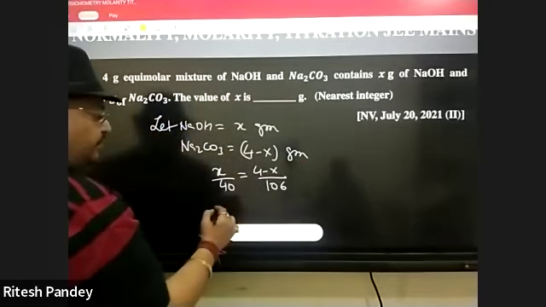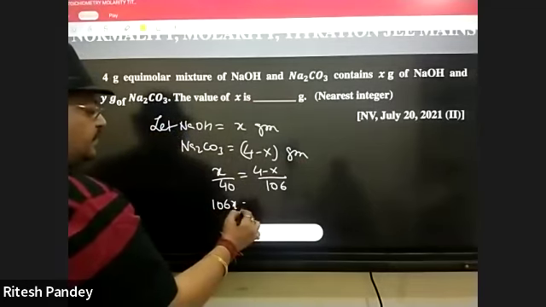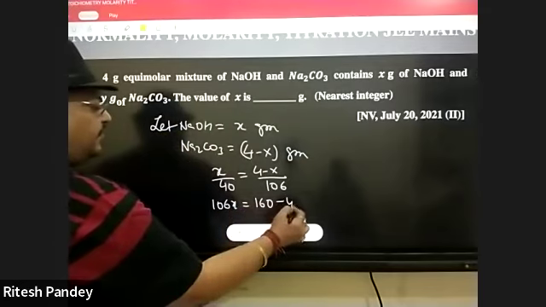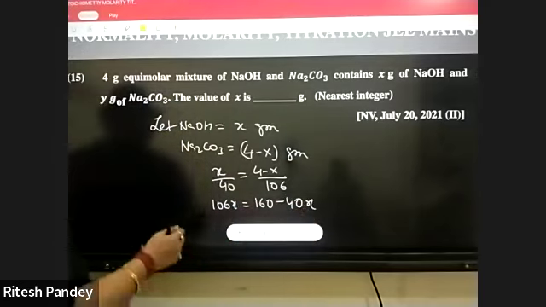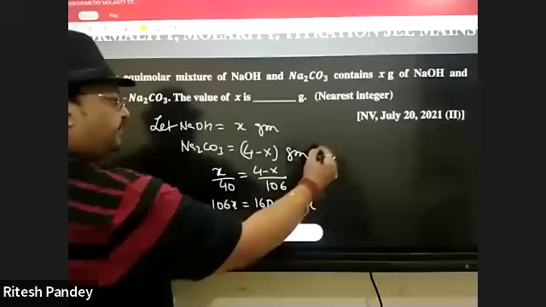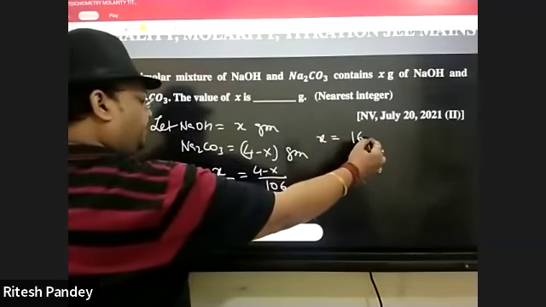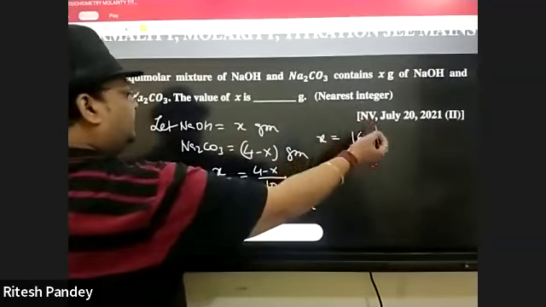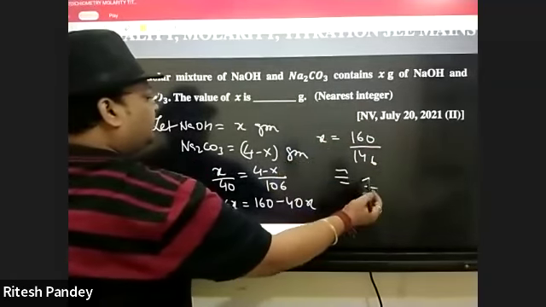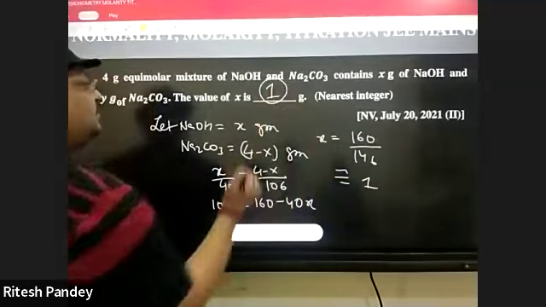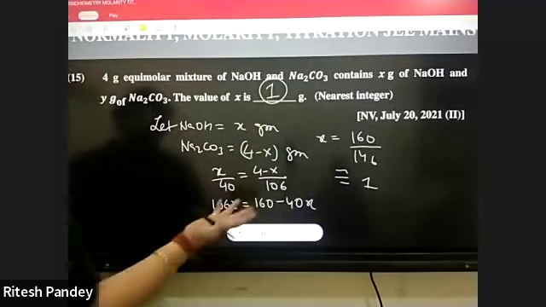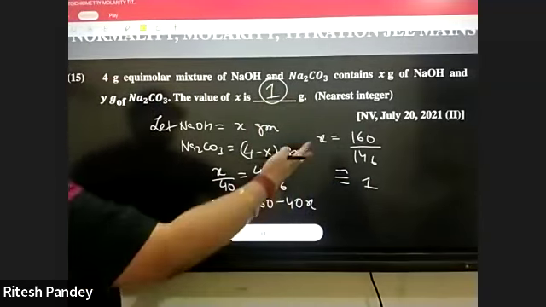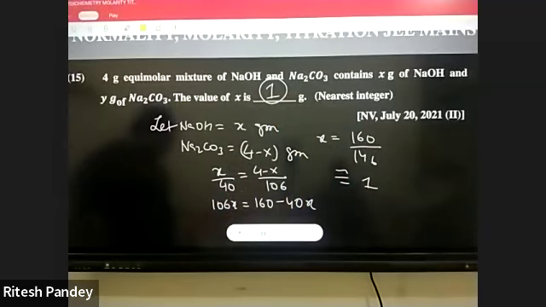And I think this will give you 106x is equal to 160 minus 40x. And the moment you get something like x is equal to 160 by 146, and if it's an integer, the only integer which will be the closest integer is 1. So something which is very student friendly, don't need to do any calculation. 160 by 146 and the closest integer will be 1 only. We'll want to move on to the next question, which is question 16.